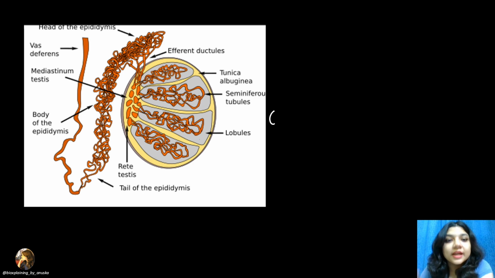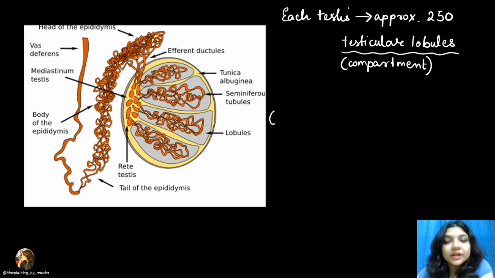Next, let us have a look into the internal structure of the testis. One by one, let's see. First, each testis is segregated into approximately 250 compartments. Which compartment is it?